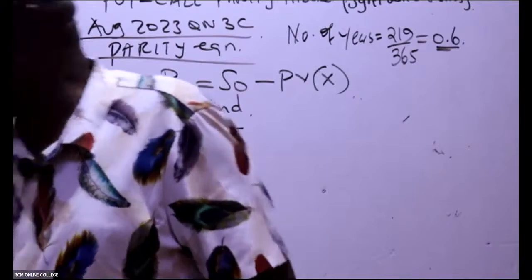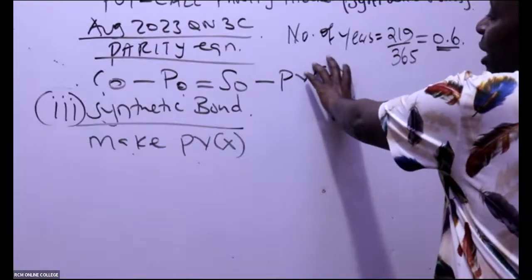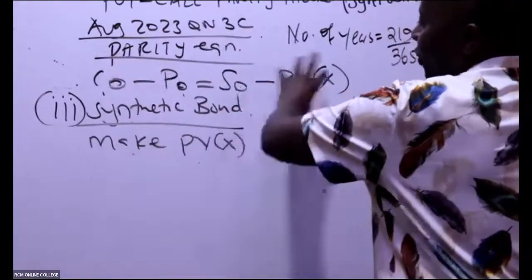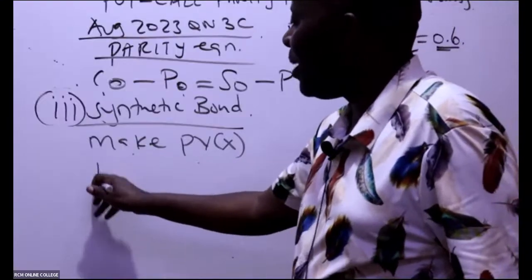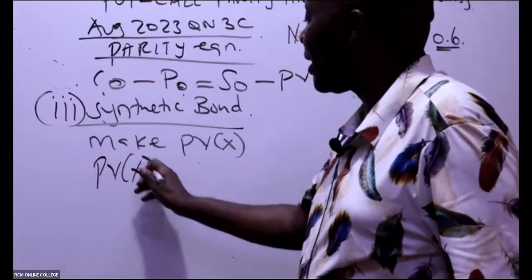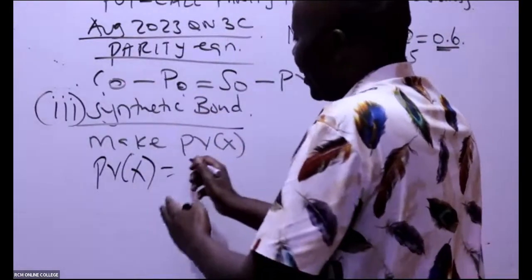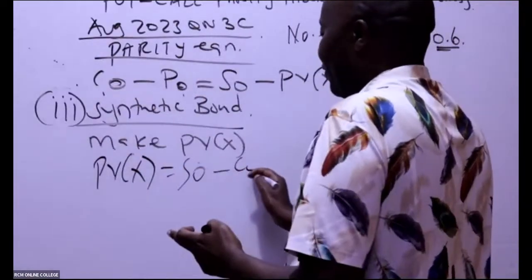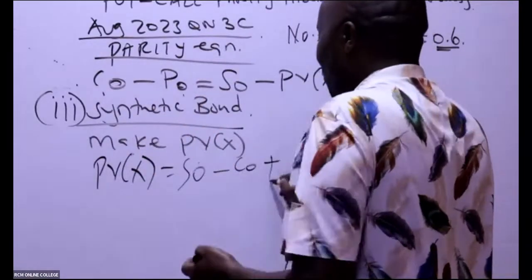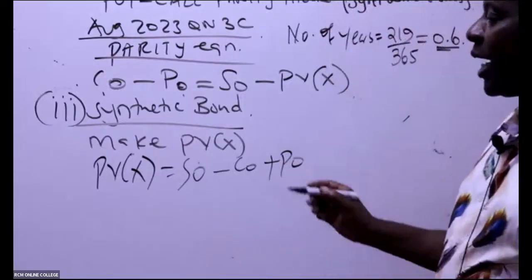Okay, so let's try making PVX the subject. You can take this to the other side. If I take this to the other side, it will be PVX positive, because I've pulled it to the other side. And then this remains SO. And then I pull this to the other side, this becomes negative CO. This becomes plus what here, somebody? Plus PO, like that.